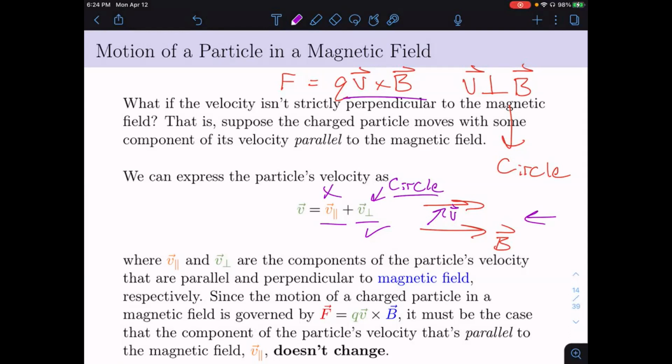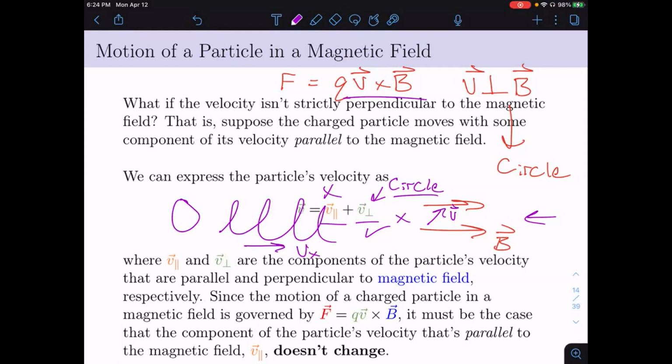That means that my circle will be a moving circle in the direction of that parallel component of velocity, right? So if I was looking from this left side at this particle's movement, I would see a circle. But if I was looking straight on, like I am right now, I would see a moving circle, as the X component of that velocity is unchanged.